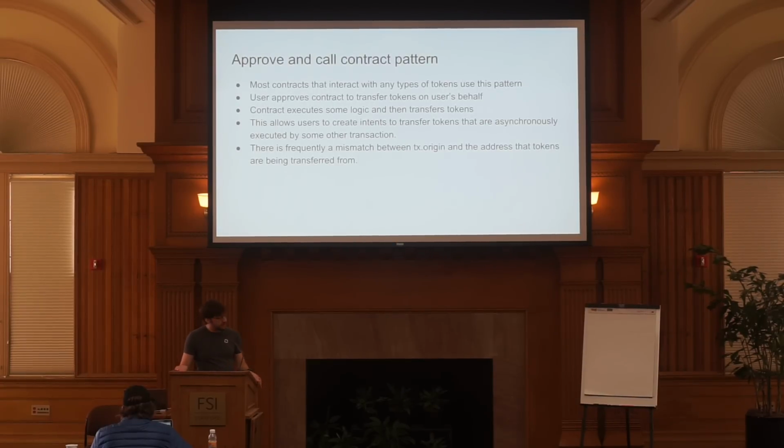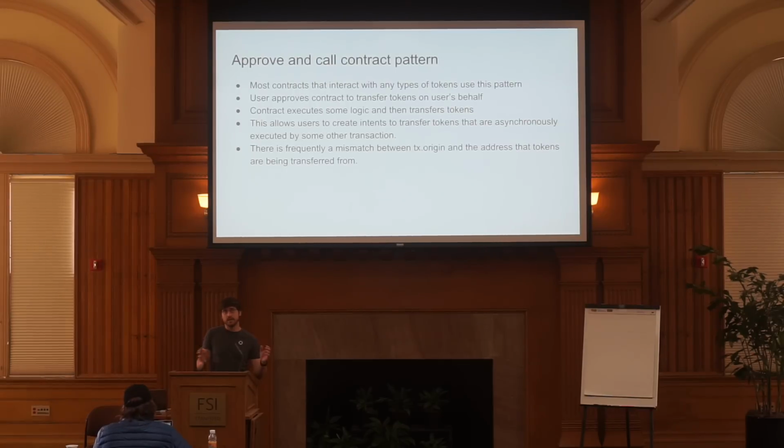So what this means is that there is frequently a mismatch between the account that tokens are being transferred from and the actual caller or the tx.origin of the transaction. And what this pattern allows you to do is place intents to transfer your tokens at some later time, and that can later be executed by someone else by calling your smart contract. So quick example to explain what I mean.